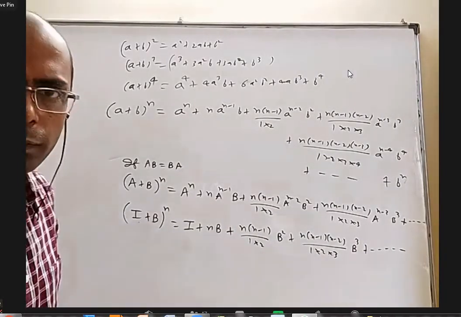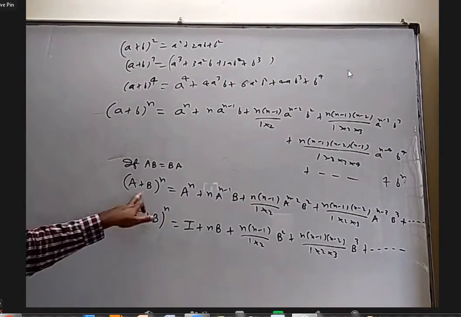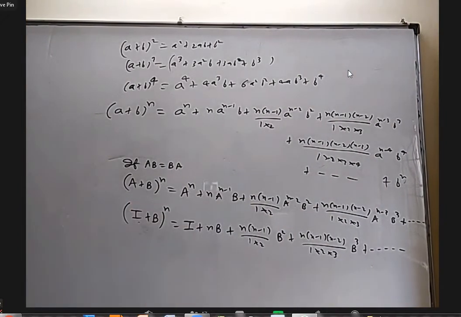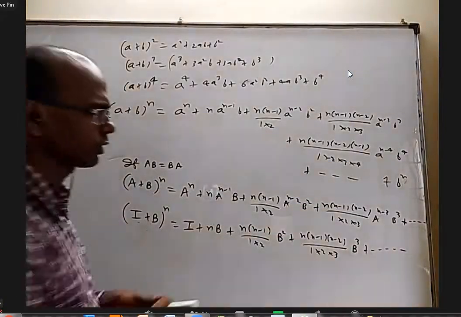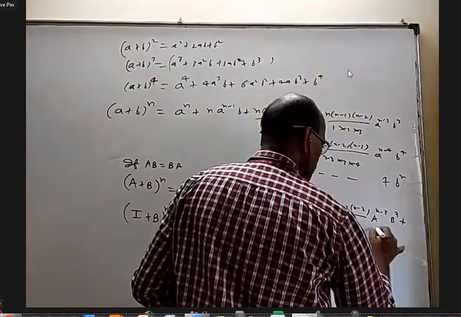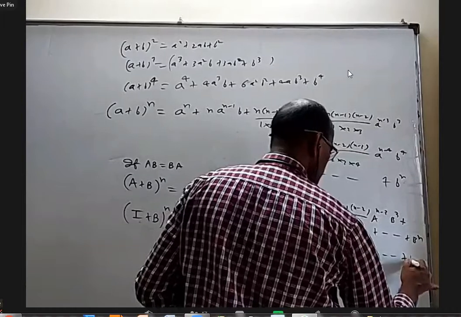Sir, in the equation you gave for the matrices, the first equation, at last B to the power of n will come, sir. Yes, correct. I did not mention it. You mention it also, right? Not a problem, you can write it. Sir, can you explain one, sir? I'll explain. So this is B power n. Even here also B power n.